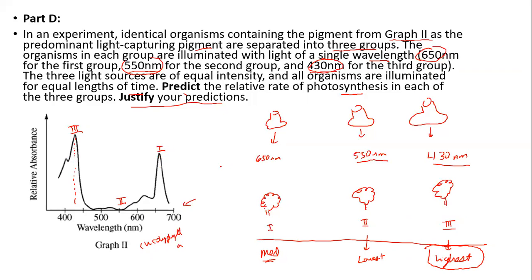Group number 1 with the 650 nanometers, it can absorb, but not quite as much as that third group. And group 2 is going to be the lowest because it can't absorb any of that light. So there would essentially be no growth. And that's your justification. So that's what you would want to make sure that you're able to explain in this one.